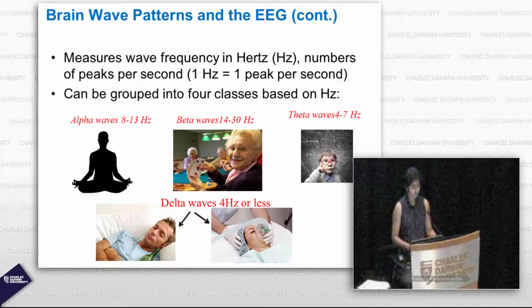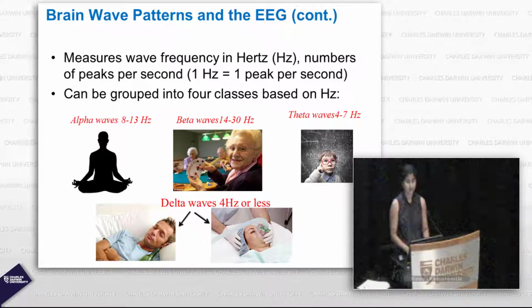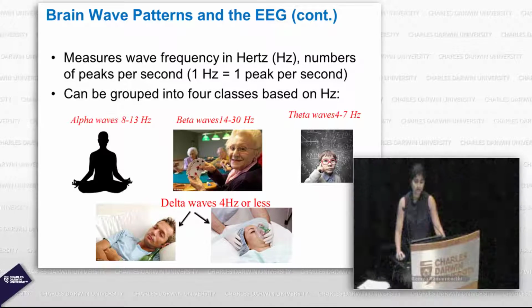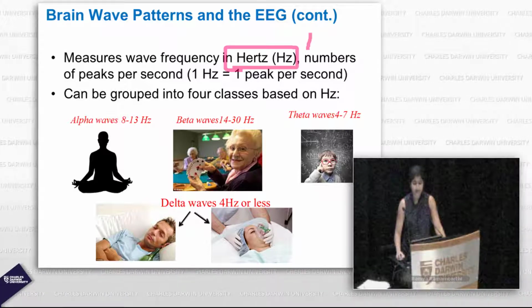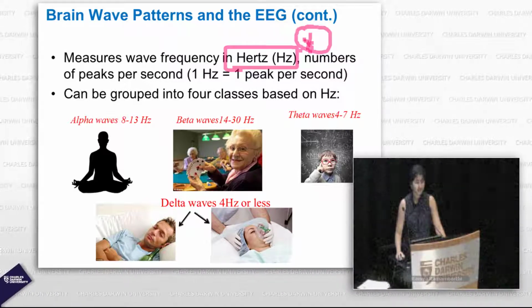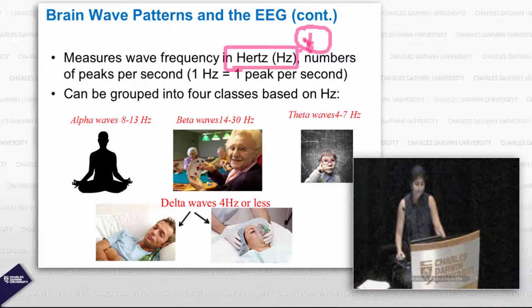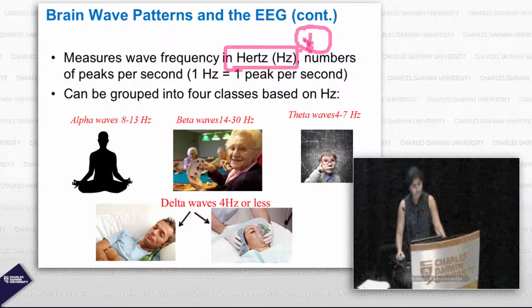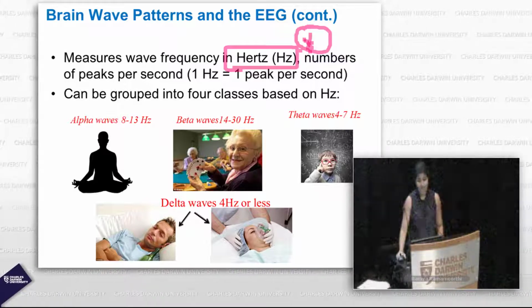This is measured in hertz. The frequency of your brain waves is measured in hertz, which is nothing but the number of peaks you see per second. I'll show you the waves later, but understand this. The first one is the alpha wave, which has a frequency of 8 to 13 hertz, and this is usually present when you are calm and relaxed. Then your beta waves are in the frequency of 14 to 30 hertz.